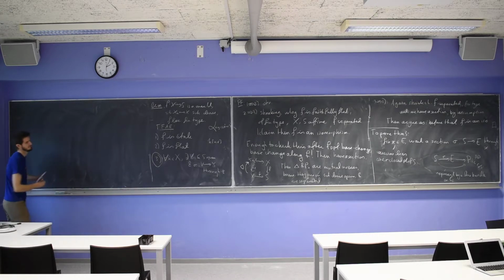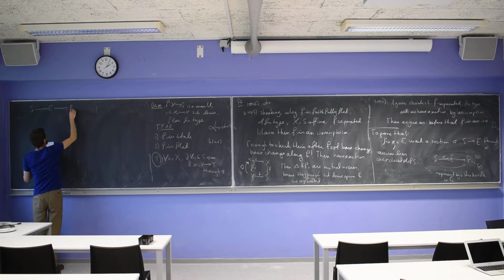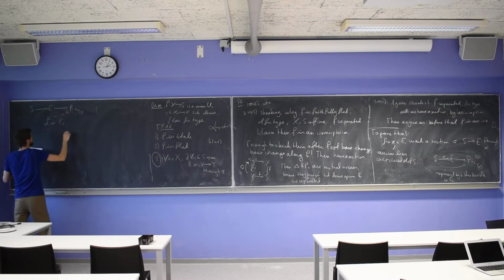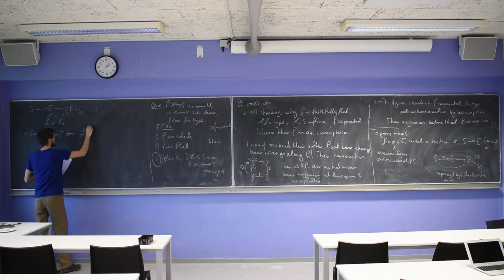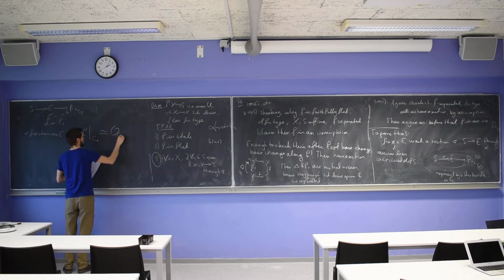And so let's think about what that means in terms of our line bundle L. Okay, so we want some line bundle L on C_S. And okay, so we could maybe call this map sigma. So sigma factors via E if and only if L restricted to C_U is isomorphic to O_{C_U}.